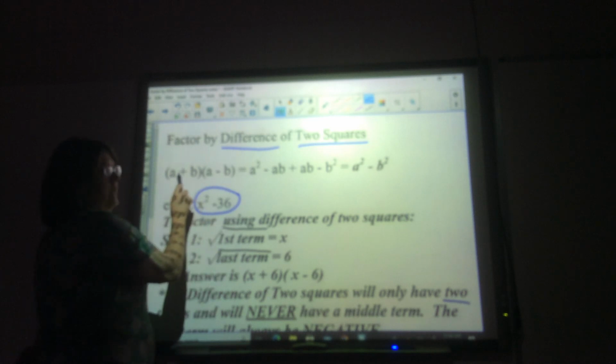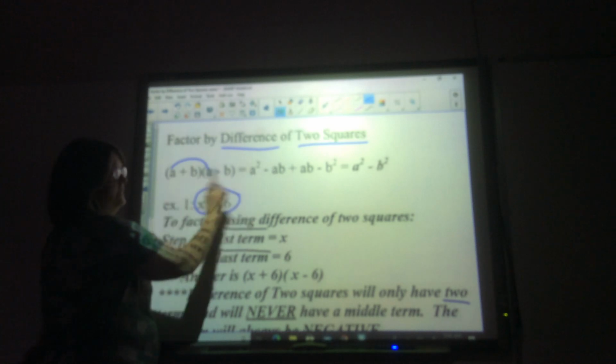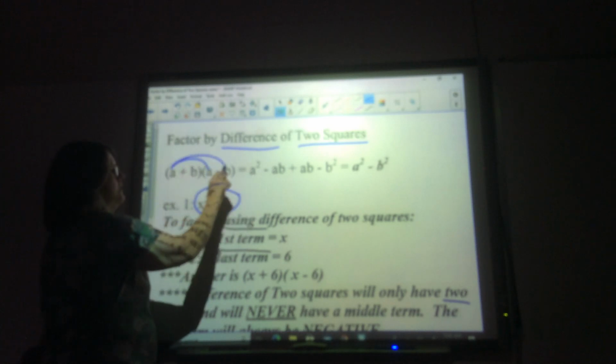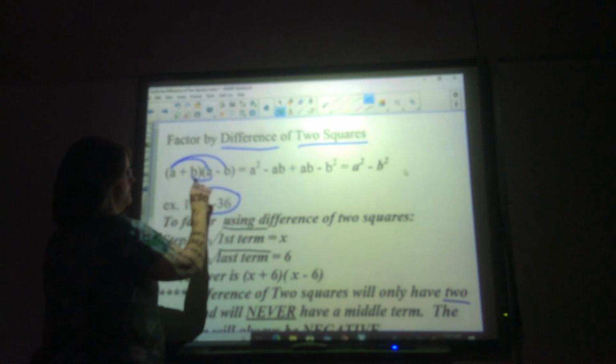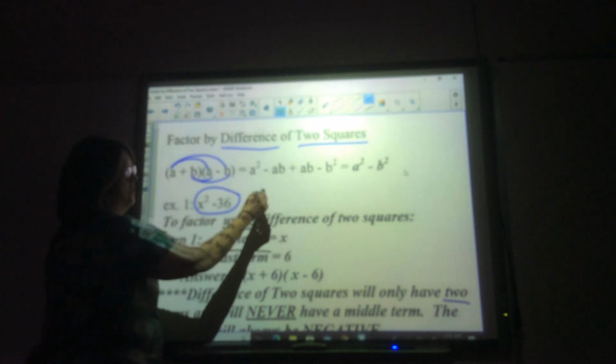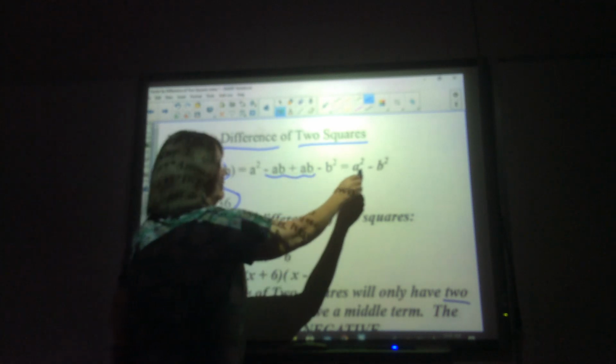This is the rule. A plus b times a minus b. If you were to multiply those, you get a squared, negative ab, positive ab, negative b squared. Notice that the two middle terms cancel out and it's a squared minus b squared.